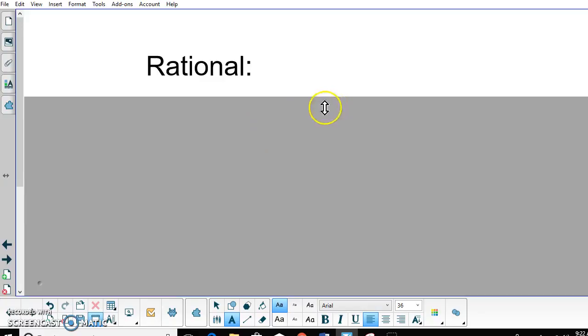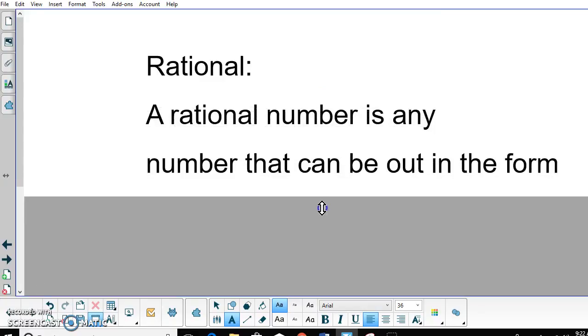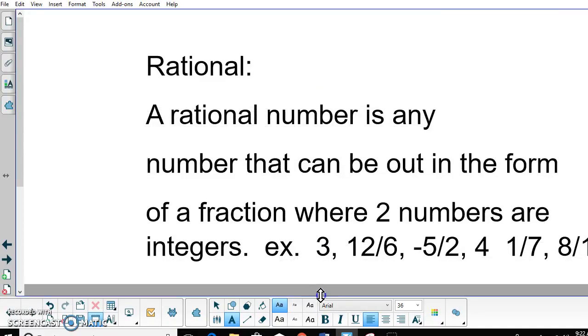Next, rational. What is a rational number? A rational number is any number that can be in the form of a fraction where the two numbers are integers. So the number 3 can be a fraction, 3 over 1. Therefore, it's a rational number. 12/6, if you reduce it, you're going to get the number 2. And so it's a rational number.